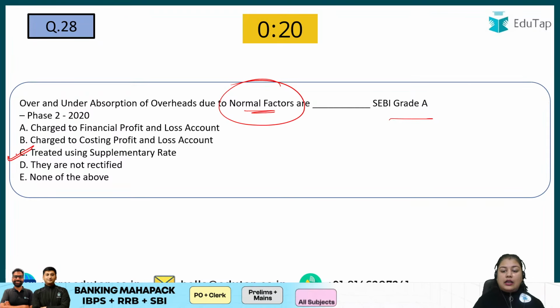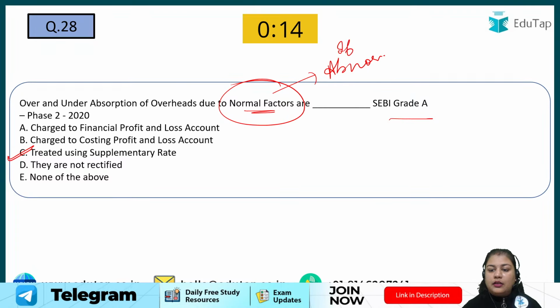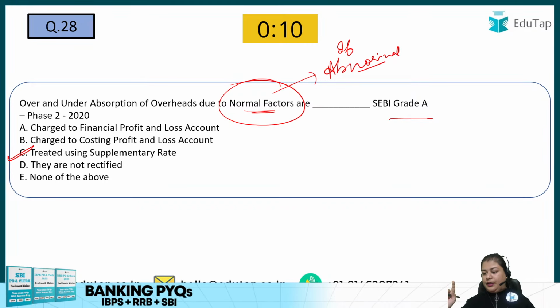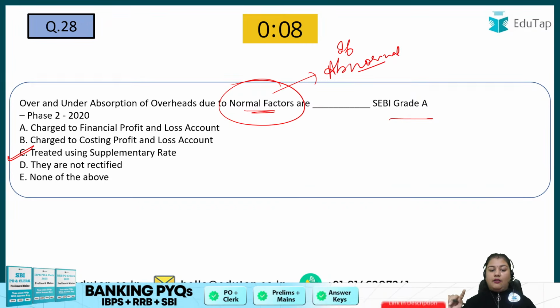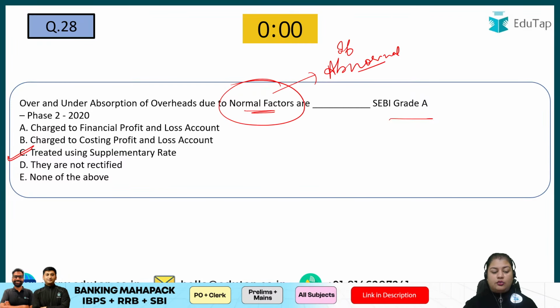Okay, if it is due to abnormal factors, then what will happen? Then we will be charging it to the costing P&L account, okay? But if it is due to normal factors, because of normal things that happened with us, some normal idle time, then we will treat it using the supplementary rate.